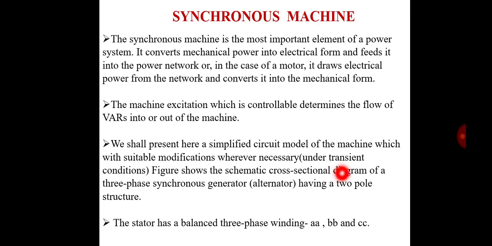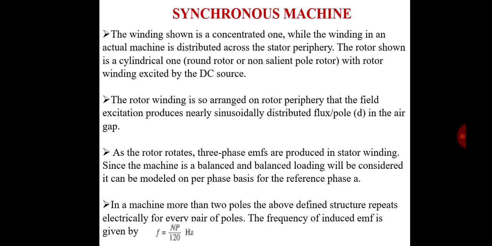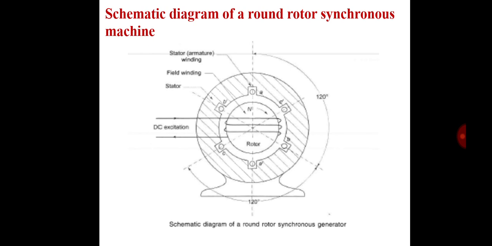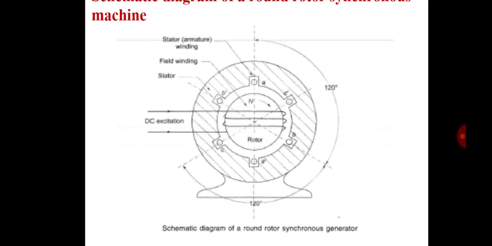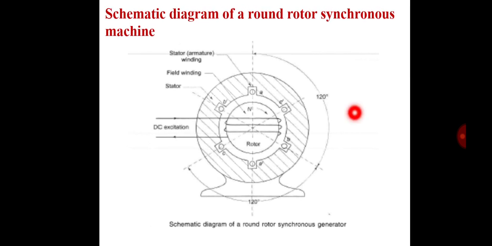Now we see the schematic cross-sectional diagram of a synchronous machine. In this, we see the schematic diagram of a round rotor synchronous machine. Here is the rotor, here is the stator. In the rotor, DC excitation is given. Here are the three stator windings, AA dash, BB dash and CC dash. These are out of phase by 120 degrees.